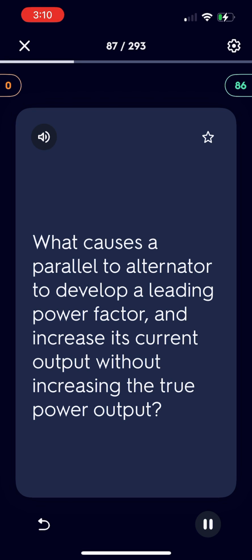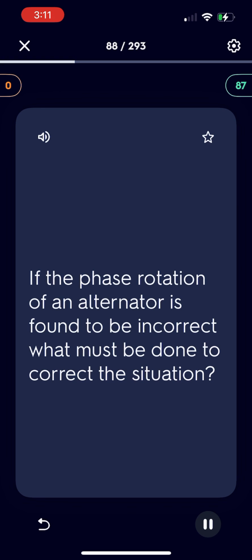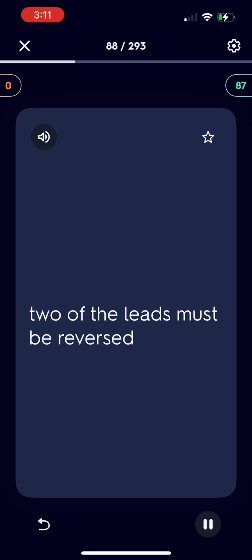What causes a parallel alternator to develop a leading power factor and increase its current output without increasing the true power output? Being underexcited. If the phase rotation of an alternator is found to be incorrect, what must be done to correct the situation? Two of the leads must be reversed.